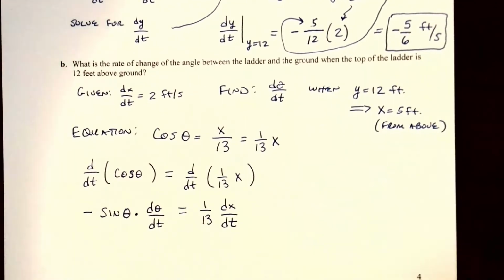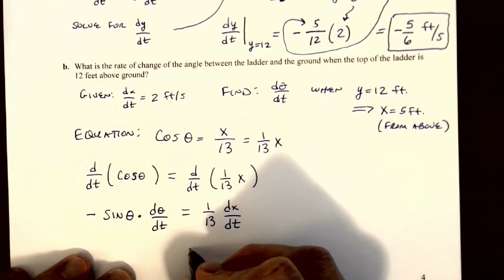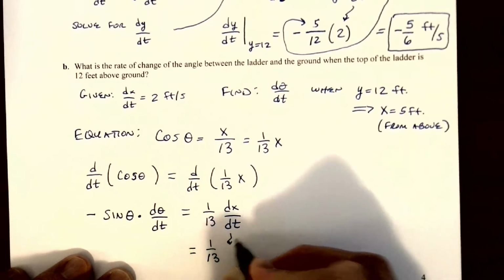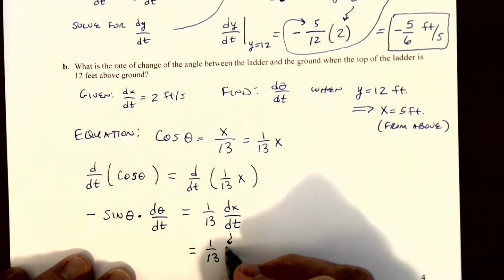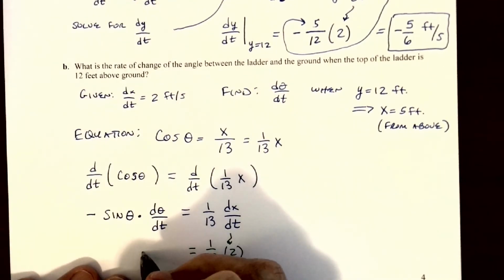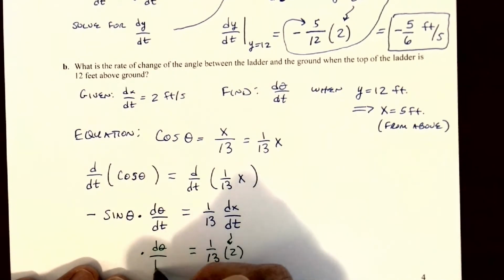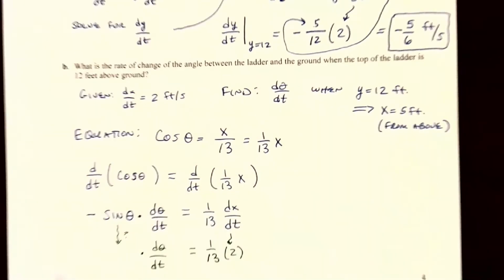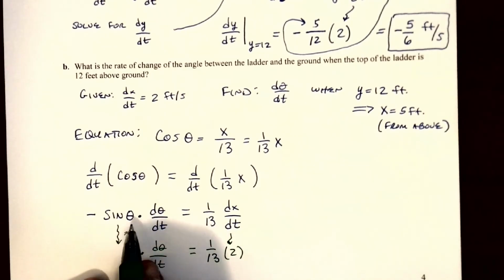And now I can plug in the things that I know. Remember, we know that dx dt is given, right? That's 2 feet per second. So I can plug in 2 there. And of course I'm asked to find d theta dt. Okay, so I'm going to find that. Question is right here, what is sine of theta? What is sine of theta going to be? Do I have to find theta in order to find sine of theta?